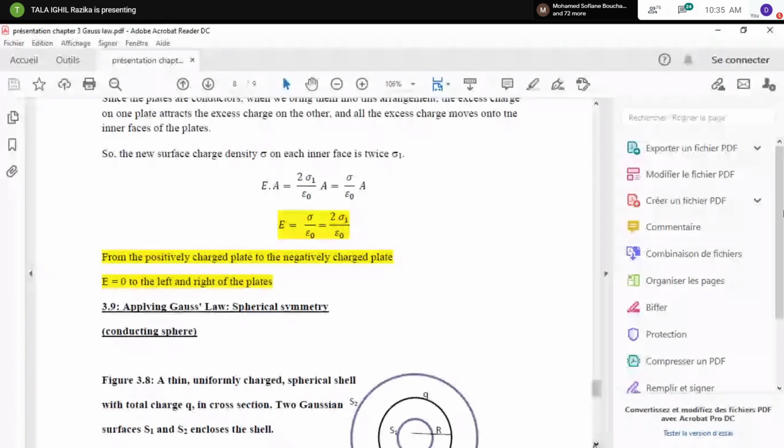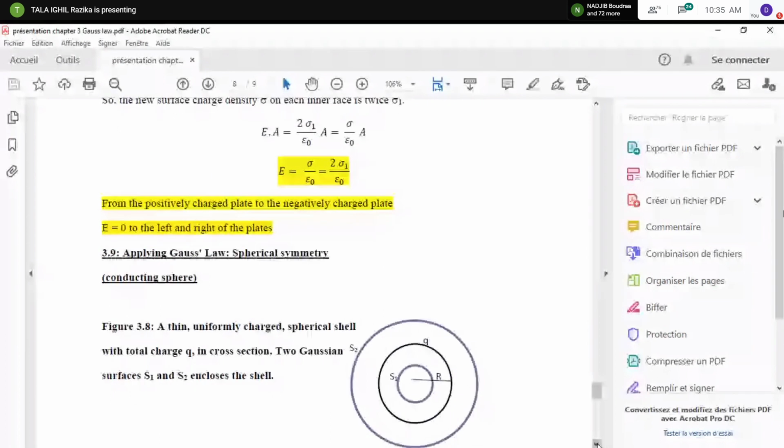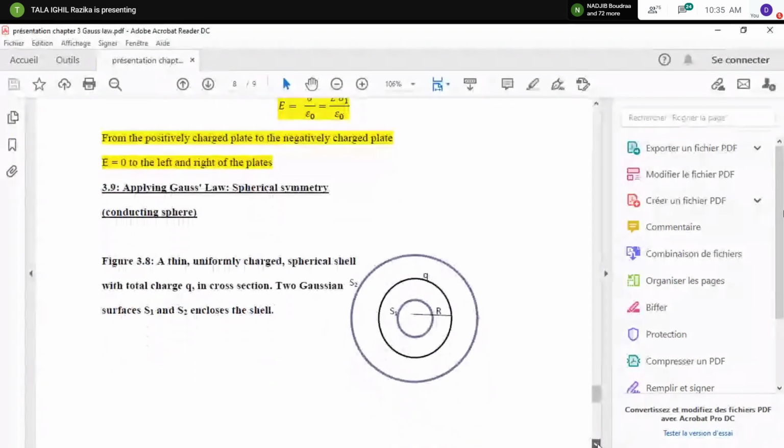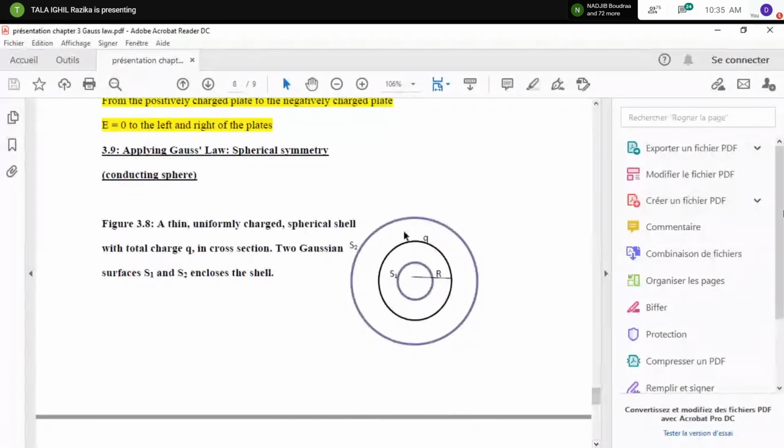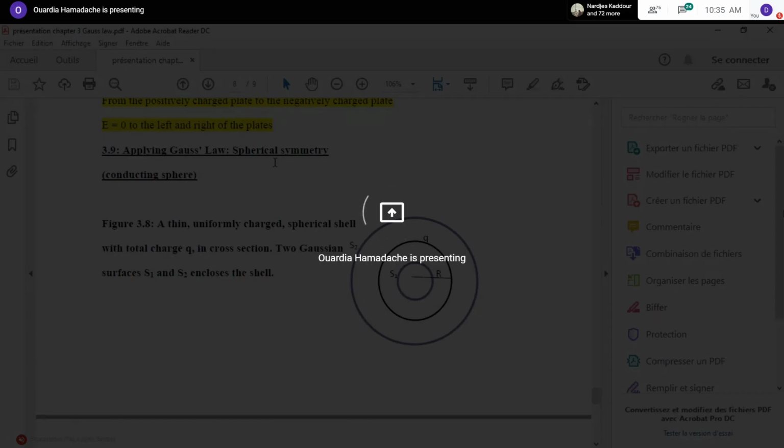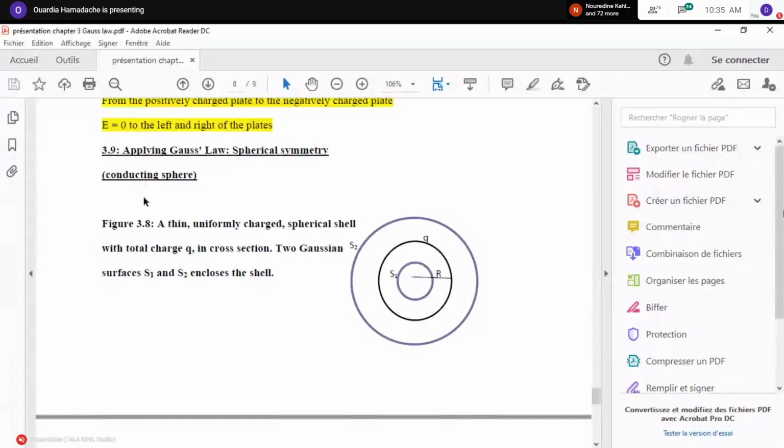Now if we apply Gauss law for a spherical symmetry, if you have a sphere of charge like here, we have a spherical conductor.